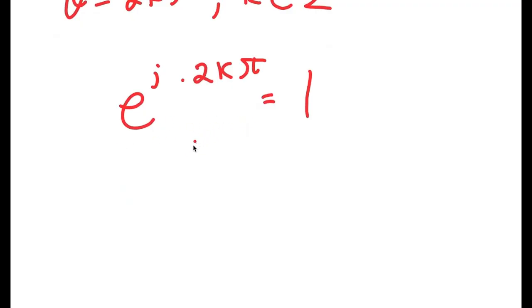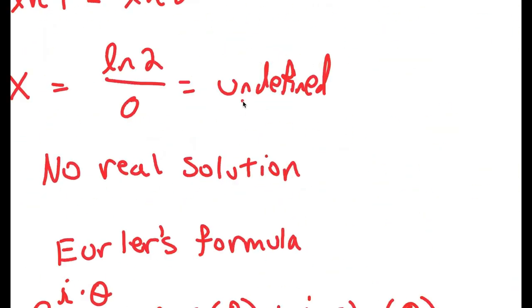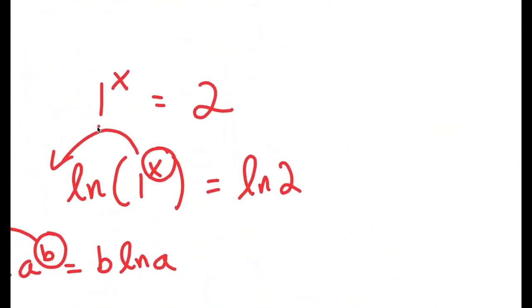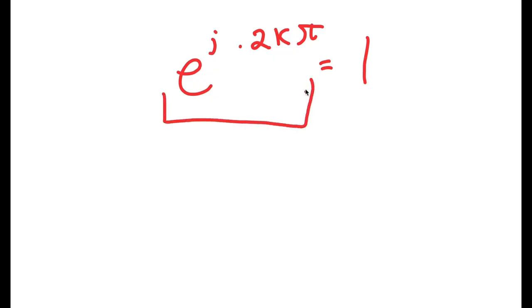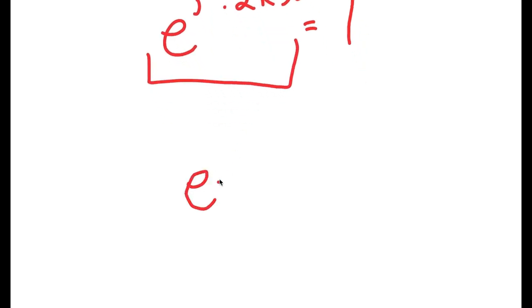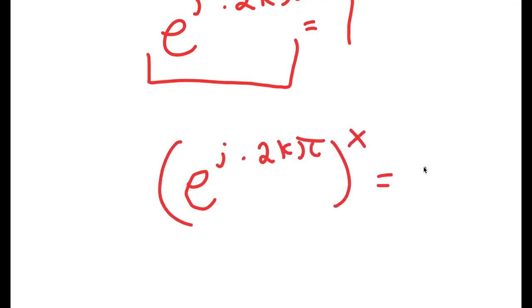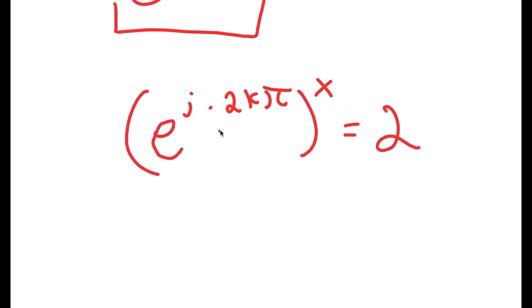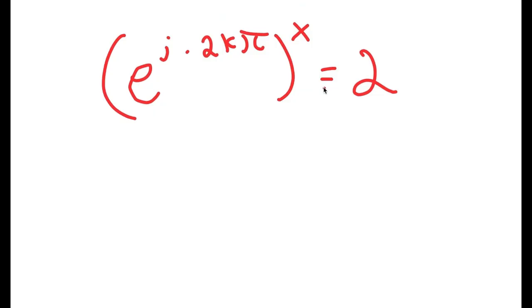Now, because this is equal to 1, we can remember our first equation, which we started with 1 to the power of x equals 2, we can substitute in this for 1, meaning I get e to the power of i times 2k pi to the power of x is equal to 2. So just think of this as 1. So I have basically 1 to the power of x equals 2.